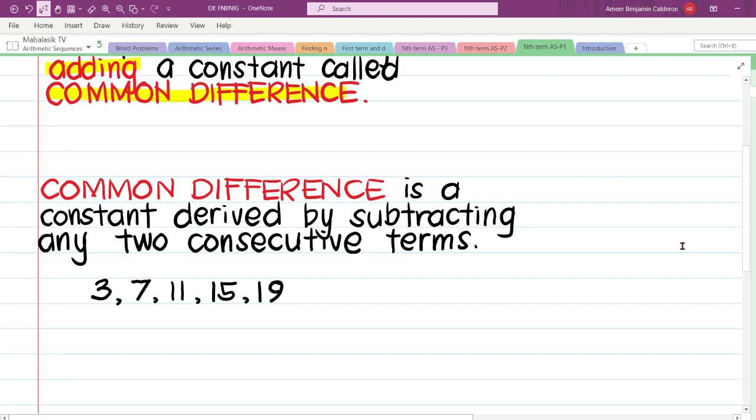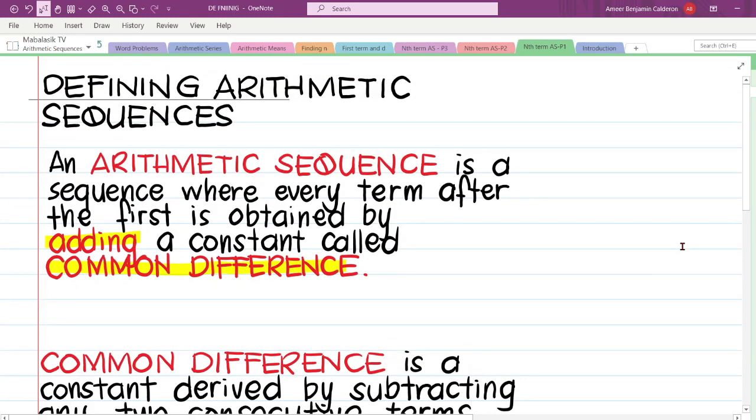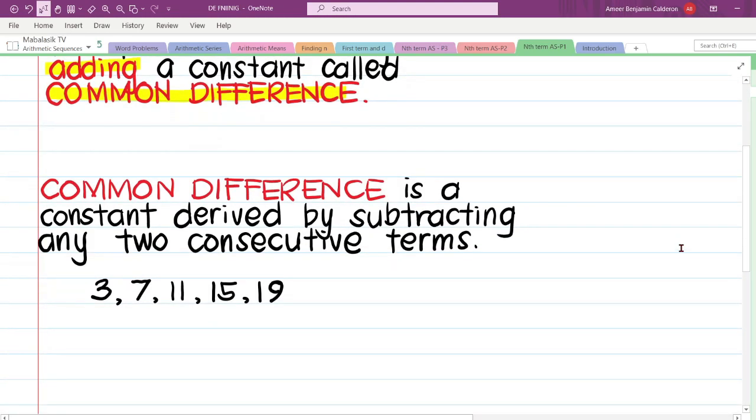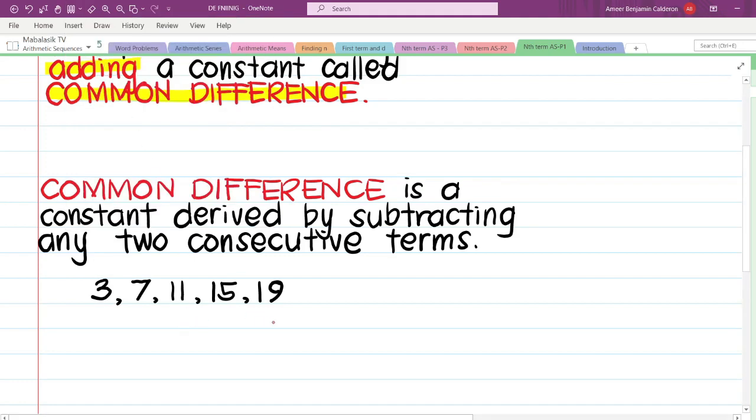So we have our sequence here: 3, 7, 11, 15, 19. Let us identify first if this sequence is arithmetic. How do we find out if this sequence is arithmetic? So we should identify if terms are obtained by adding. And what do we add? A constant called common difference. So we have here 3, 7, 11, 15, and 19.